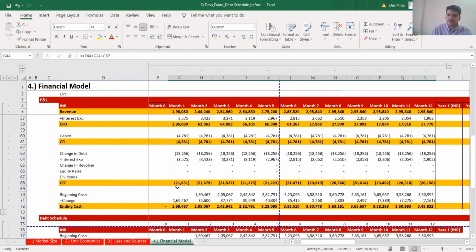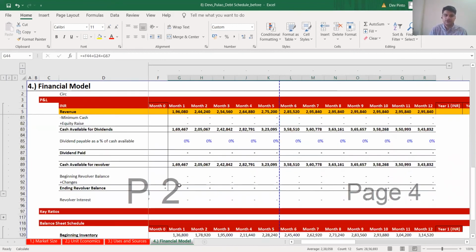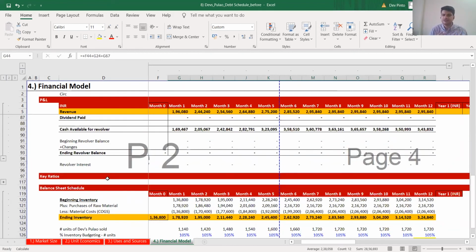So I think now you have a linked 3-statement model of Dev's Pulao. I think in the next video, we're going to cover some of the key ratios that we typically analyze on the job in investment banking and private equity. So see you guys there. Bye.